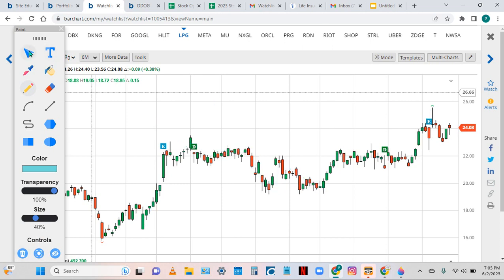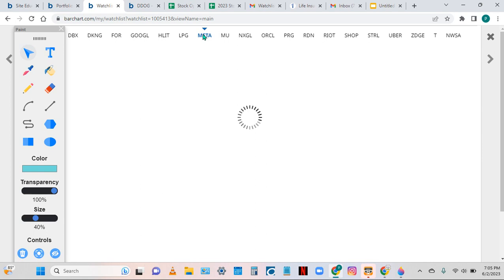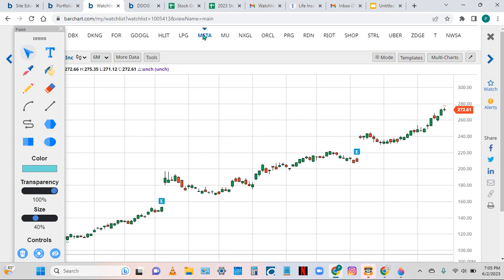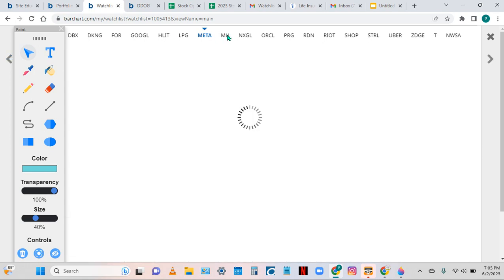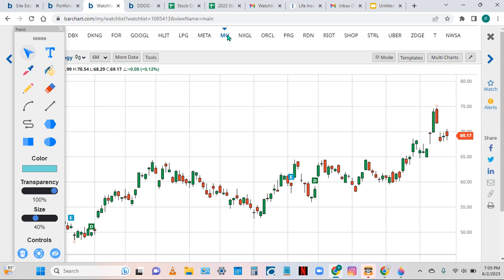That one doesn't look too bad. Meta is on the list. It's been one of the strongest companies this year. It looks like that's just a continued uptrend. Micron had a tough time earlier in the year until recently. That has kind of been playing catch up with the other semiconductors.